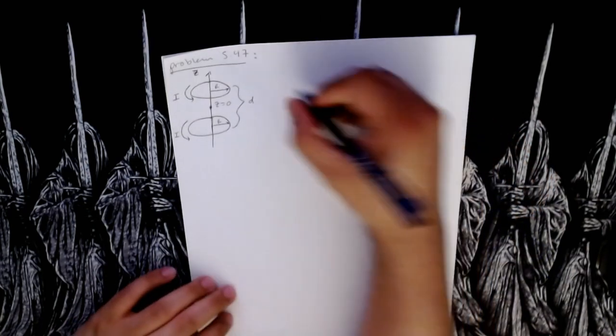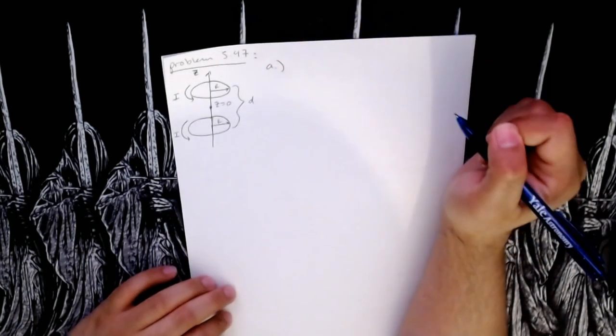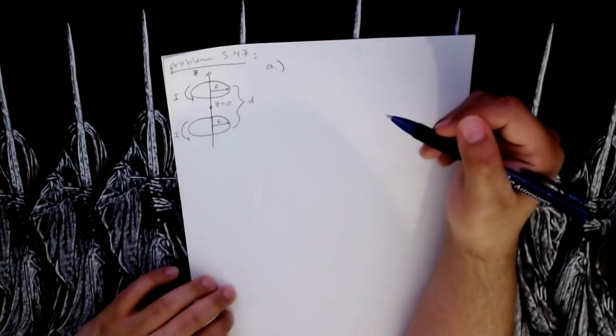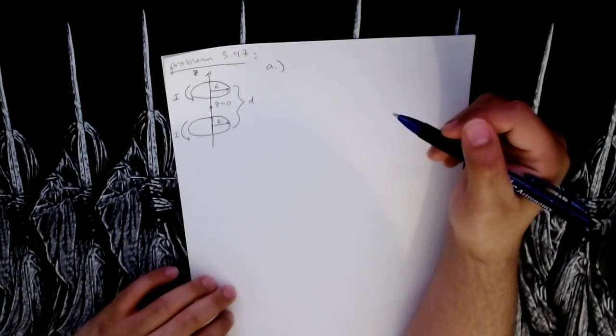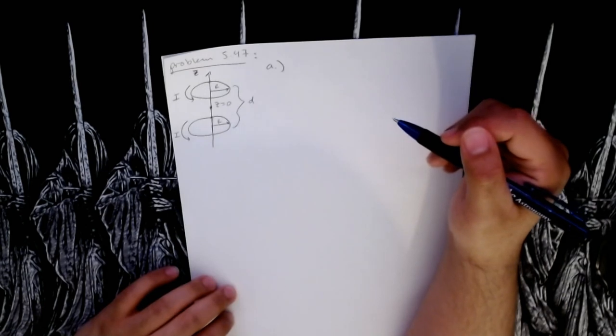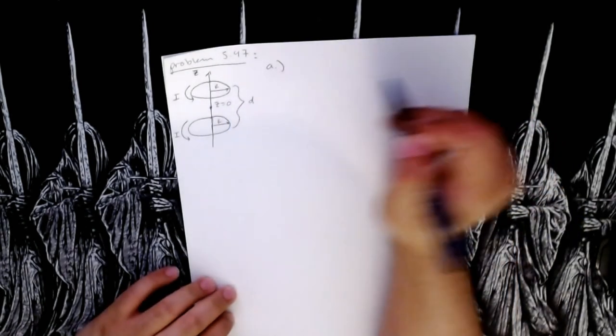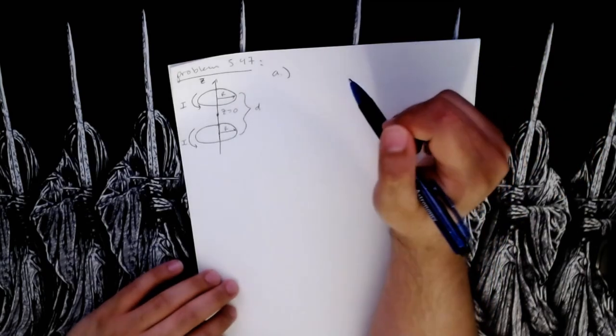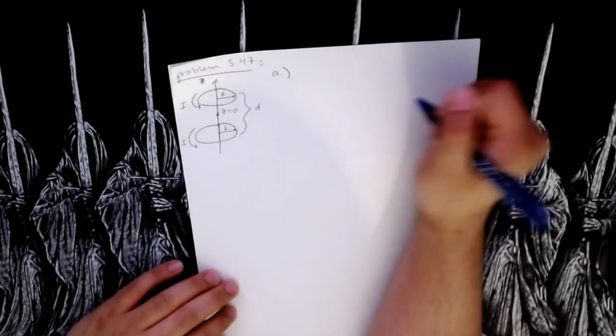So part A, find the field B as a function of z and show that dB/dz is 0 at the point midway between them, so when z equals 0 here. So he wants us to use equation 5.41.